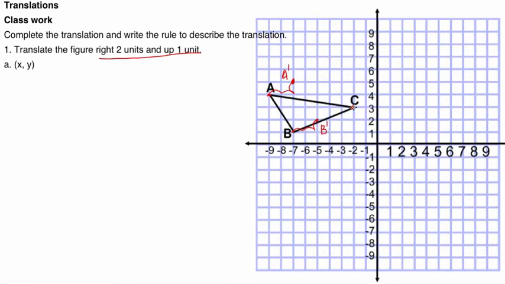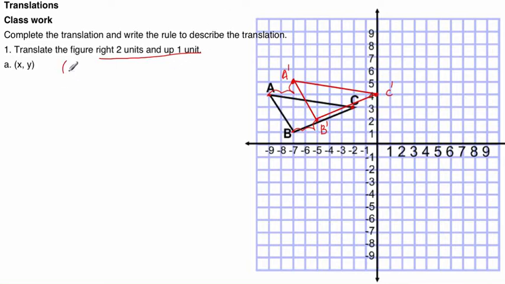And then finally C, we can do it without making the marks. Right 2, up 1. So right there is going to be C prime, and I make that little mark above it. Now I go ahead and I complete the translation by connecting the new points. Okay. And there's my new shape. Now, what was the rule?